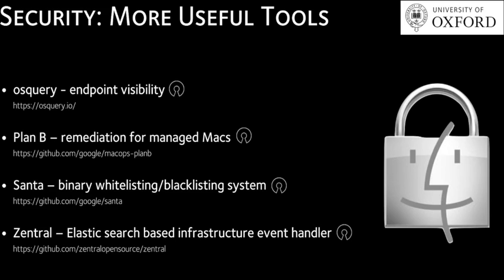there is a lot more useful stuff around. OS Query gives you visibility about your endpoint, be that macOS or a Linux system or whatever. Plan B is a nice tool to remediate managed systems no longer being managed if your user really decides to fight you. By the way, if that happens, you're probably doing your job wrong because the user should be thankful for you helping them with their job. Santa is a tool by Google, incredibly crazy stuff. It allows you via a kernel module to whitelist or blacklist applications.